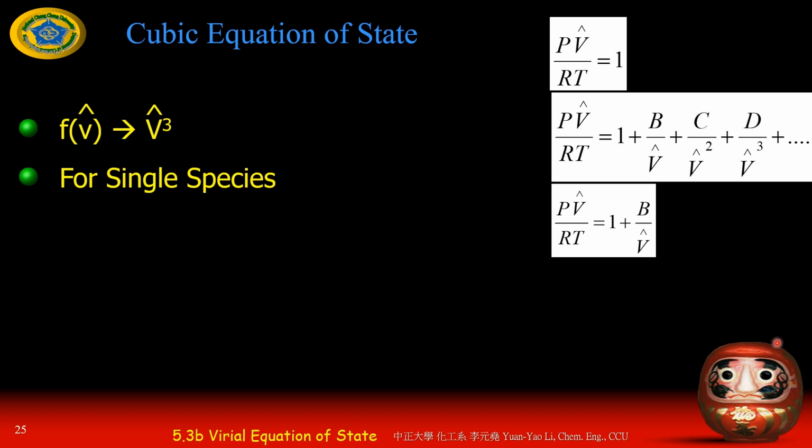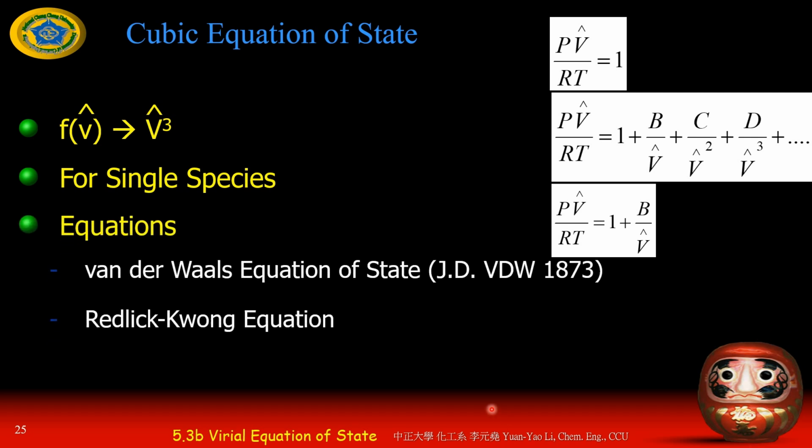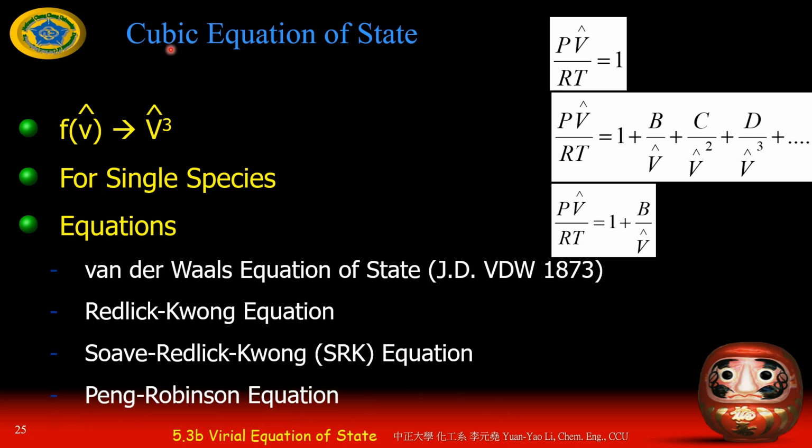For a single species, there are many equations which are a function of the cubic volume. There are the van der Waals equation of state, the Redlich-Kwong equation of state, the Soave-Redlich-Kwong, we call it SRK equation of state, and the Peng-Robinson equation of state. There are many equations related to this cubic volume. Today in this book, we only introduce the van der Waals equation of state and the SRK equation of state.